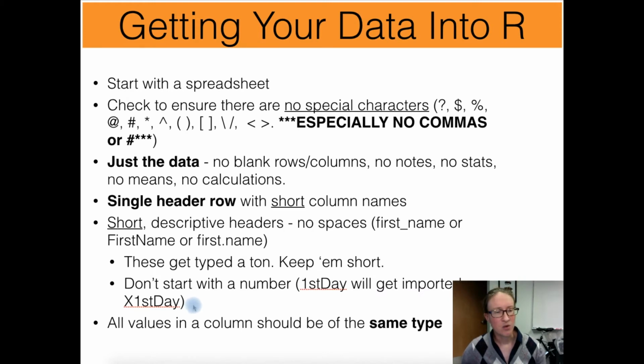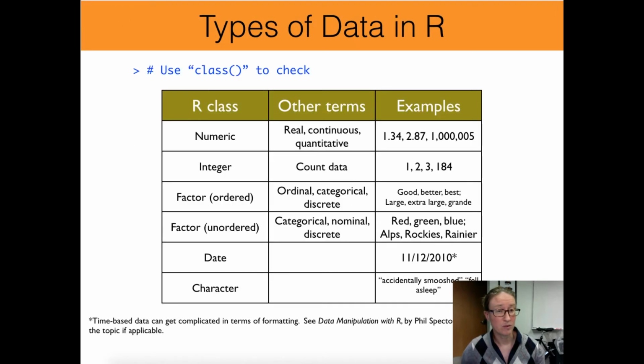And then you should also check to make sure that all of the values in a given column are of the same type. So here's why. If you have multiple types in one column, when that gets imported into R, the default behavior is usually going to be to interpret that column as a character. And then it's not going to behave the way you want it to.